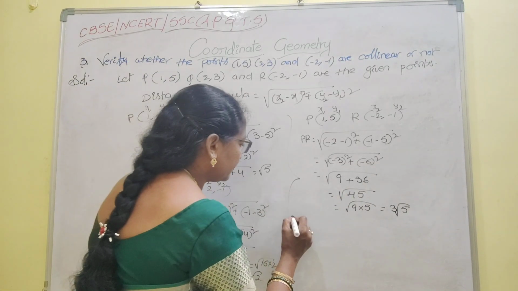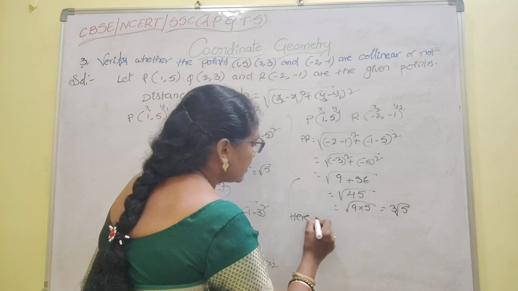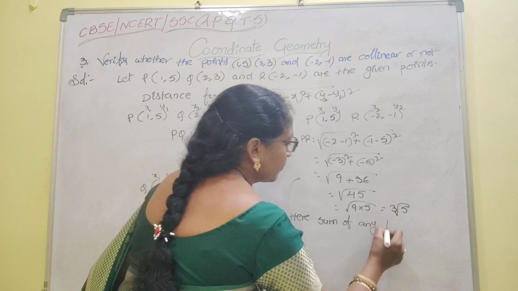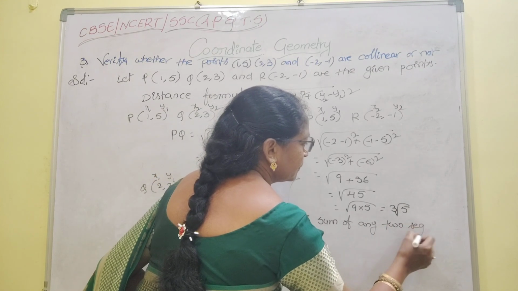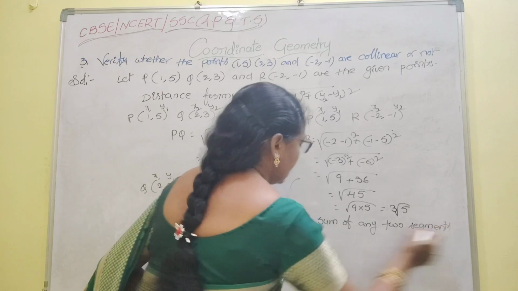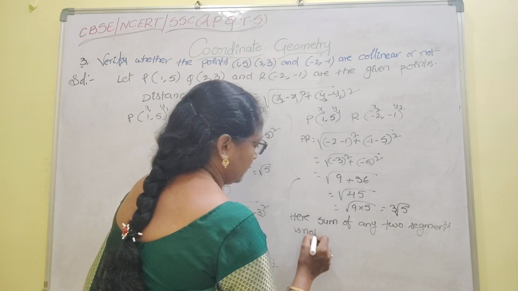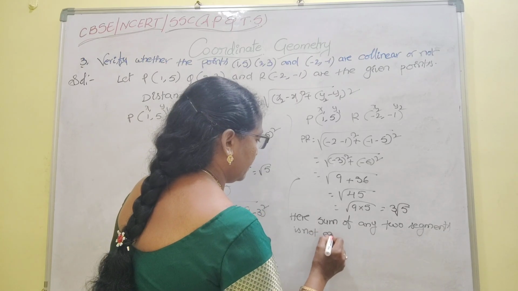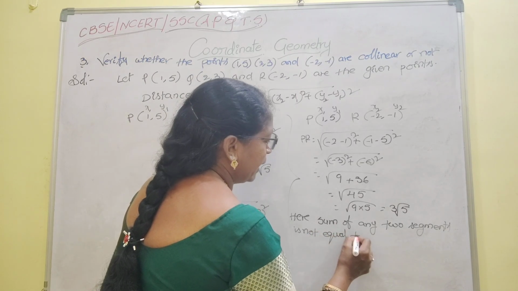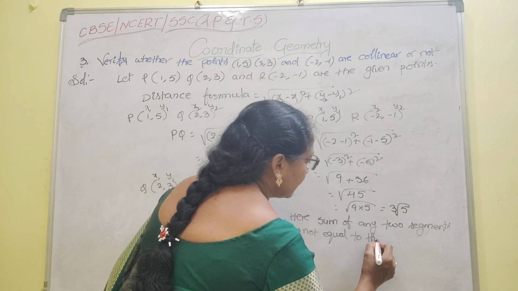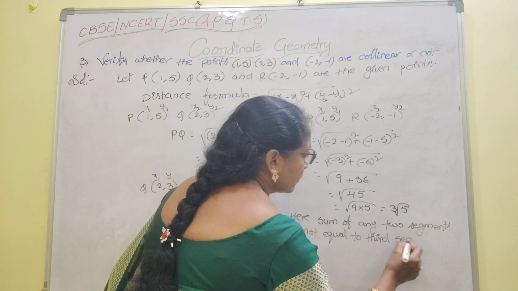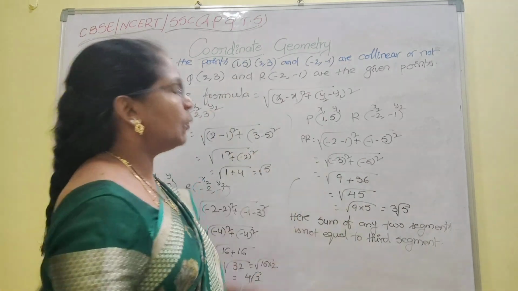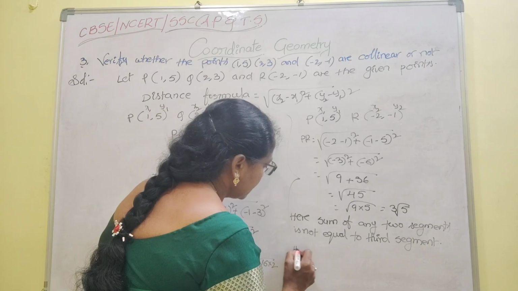So the sum of any two segments is not equal to the third segment. Hence these points are not collinear.